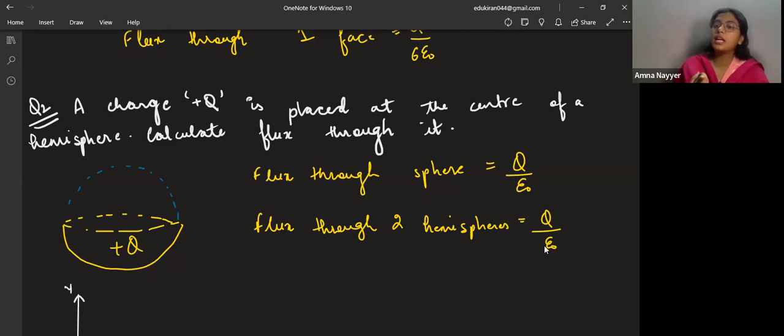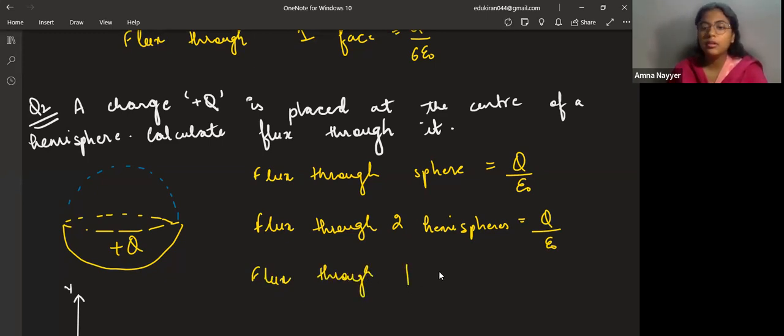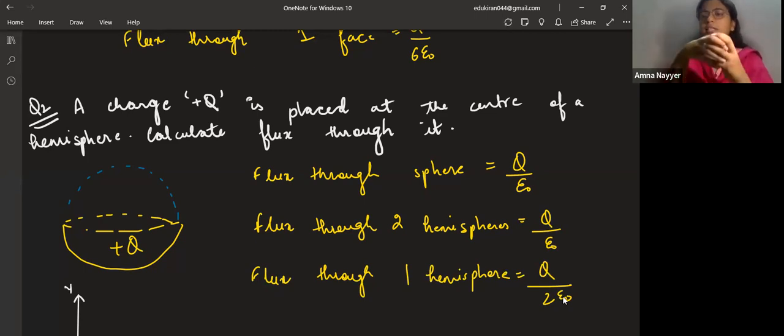What is the question asking? The question is asking you about one hemisphere. So the flux through one hemisphere is Q by 2 epsilon naught. For the whole sphere, it is Q by epsilon naught. For each half part, it will become half of it. So Q by 2 epsilon naught, Q by 2 epsilon naught. When you combine it, you will get Q by epsilon naught once again. This is how you solve for different such figures. Note this down.